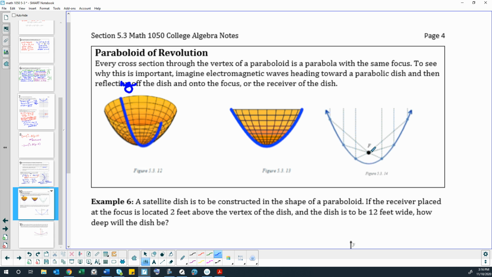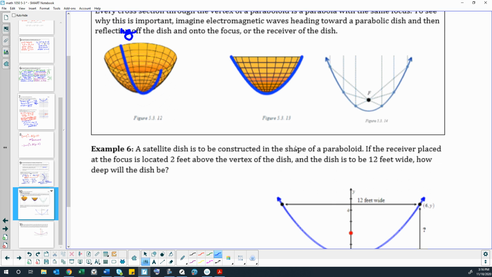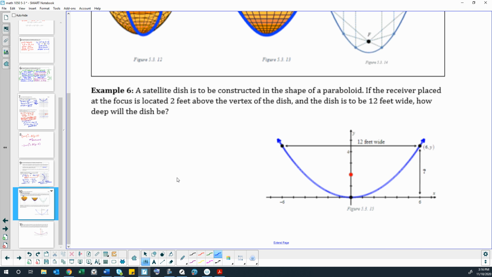So the receiver is at the focus. Anything that hits the parabolic dish reflects directly onto the focus. And this is how things like flashlights with that concentrated light work, satellite dishes, things like that. Okay, let's go through this example.